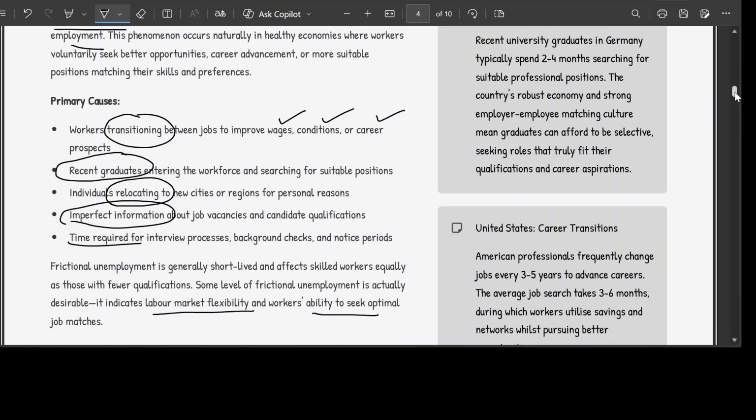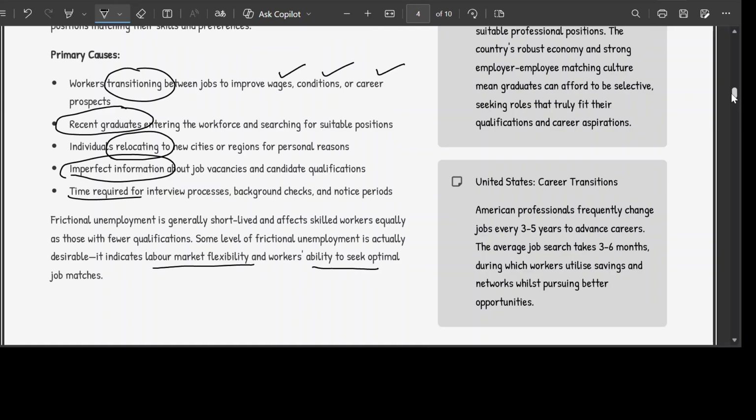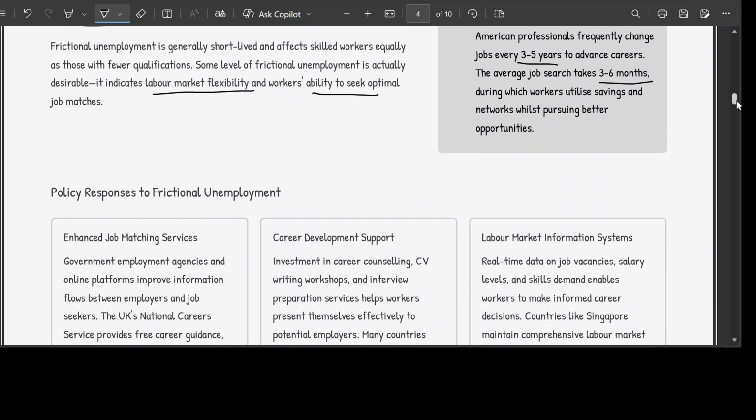Another example is the US, where career transitions generally take 3 to 5 years, and the job search on average includes 3 to 6 months of waiting time, where workers utilize their savings and networks while pursuing better opportunities.